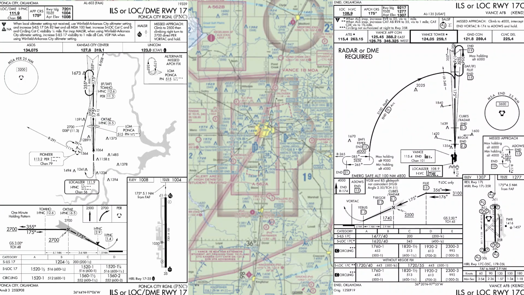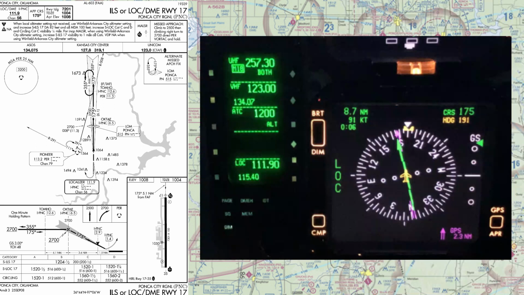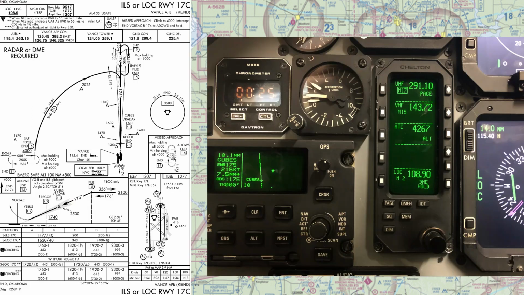On the left side is the ILS-17 approach at Ponca City, which we looked at in the last video, and on the right is the ILS-17 center at Vance. Is DME hold required on these two approaches? At Ponca City, DME hold is not required. This approach does have DME, but as seen in the profile view, the DME is from IPNC, which is the localizer frequency. At Vance, DME hold is required.